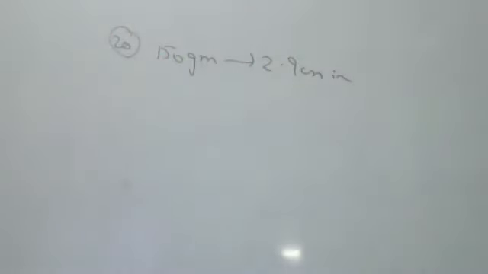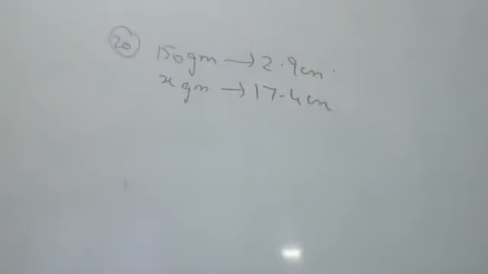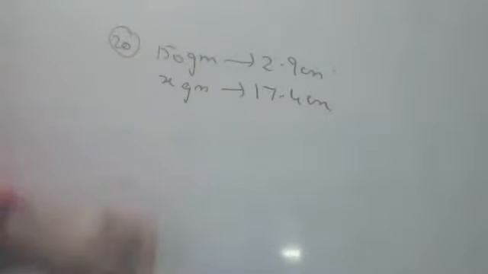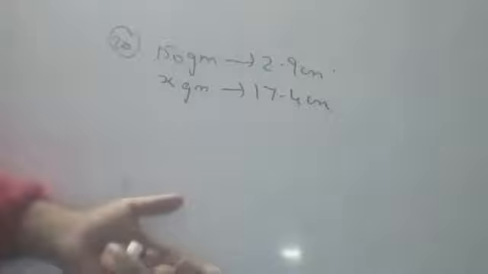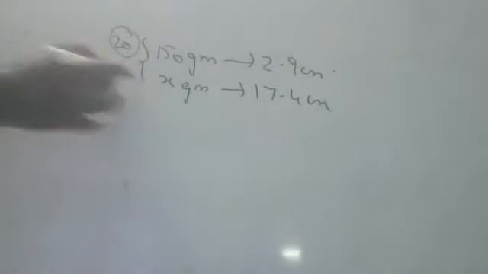Okay, in the spring, how much are you getting? For 150 grams, 2.9 centimeters. Then how many grams can produce an extension of 17.4 centimeters? Okay, children. If you want more extension, we should increase the mass or decrease the mass, children? Increase. So it is direct proportion. So children, simple direct proportion.